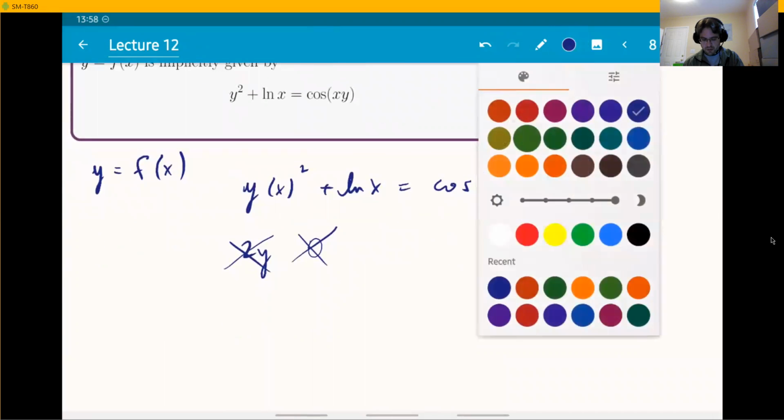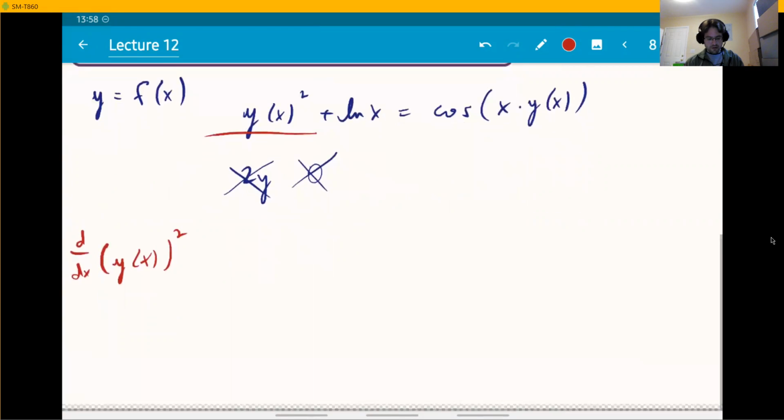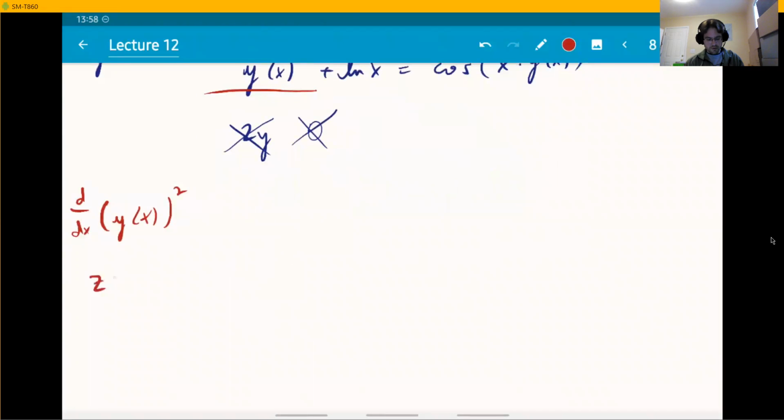So maybe this one I will do carefully. What is the derivative of this term, y of x squared? What is the d/dx of this, or prime, if you will? Well, call the whole thing, y of x squared, z, and call u the inner function y of x. So z is just u squared. Find du/dx, that's y prime or f prime, whatever you call the function, either y or f, that's irrelevant.